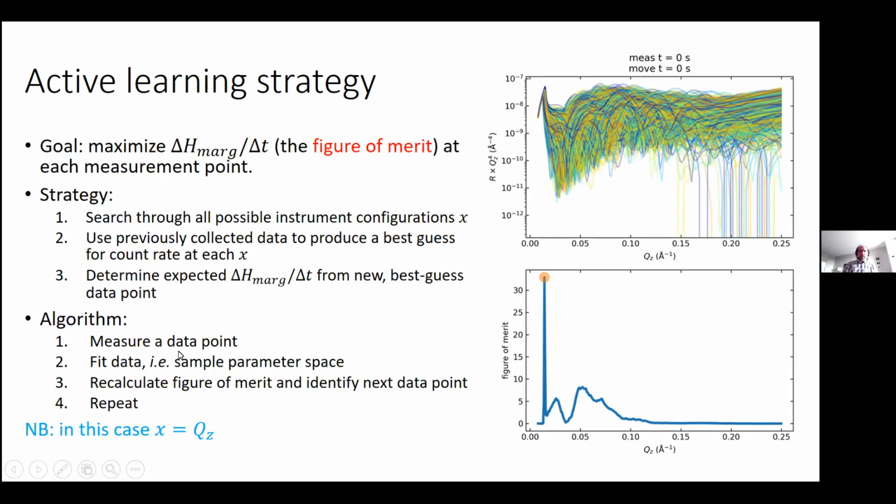And then the feedback loop just works like this. You measure a data point, you fit it. In other words, you sample the parameter space constrained by that new data point and any other data you've collected already. You recalculate your figure of merit to identify the next data point, you repeat.